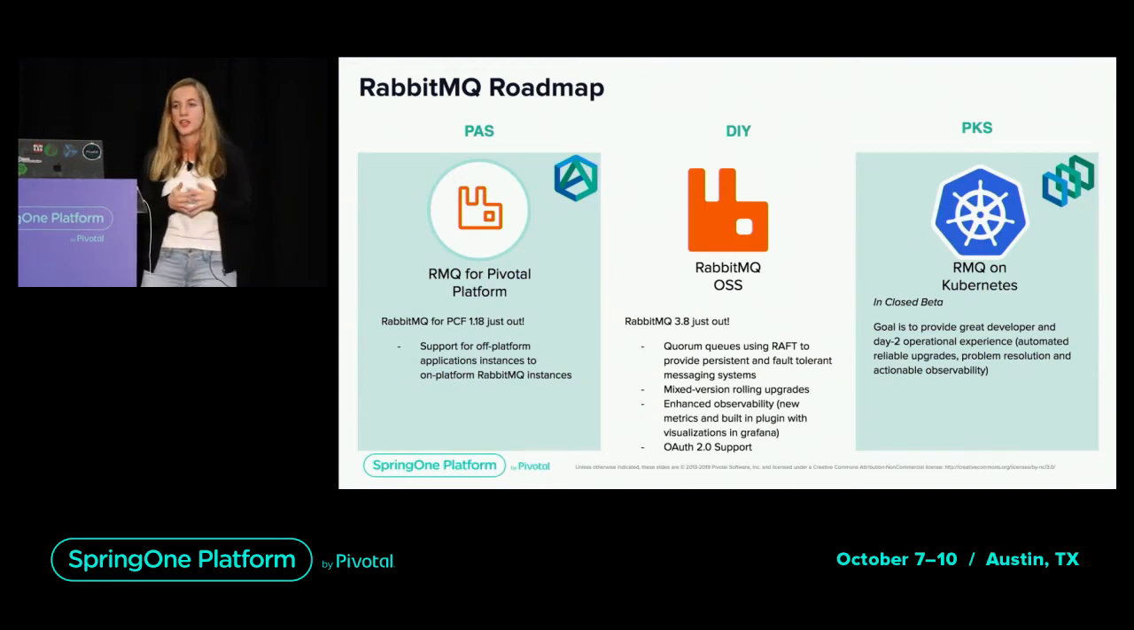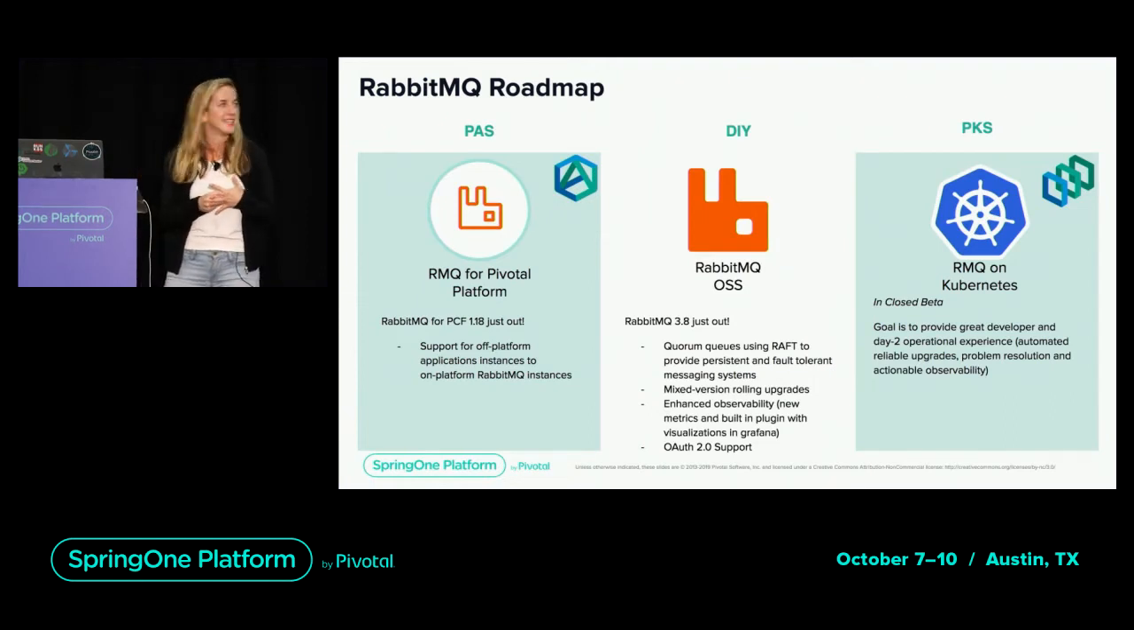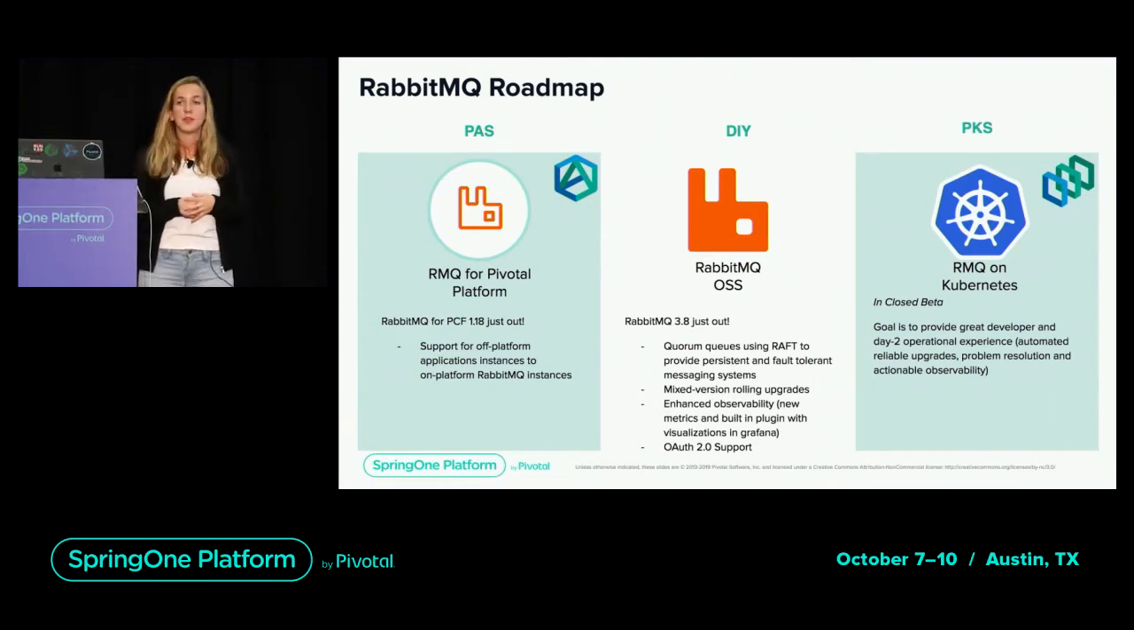So there are 3 RabbitMQ teams at Pivotal, so I just thought I'd give you a brief overview of what's going on in each. You have the open source team in the middle. As we just mentioned, 3.8 is just out, and it has quorum queues using Raft. It has mixed version rolling upgrades.